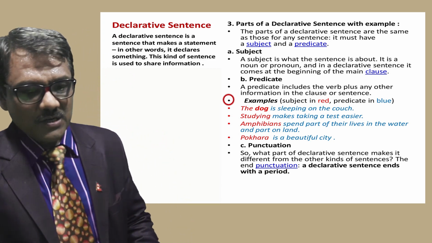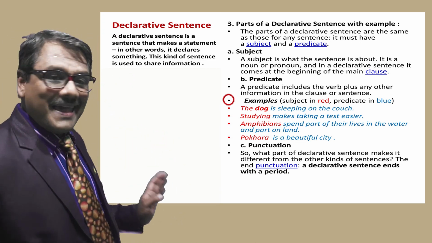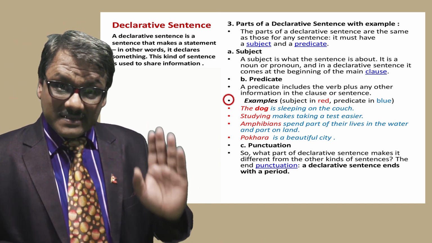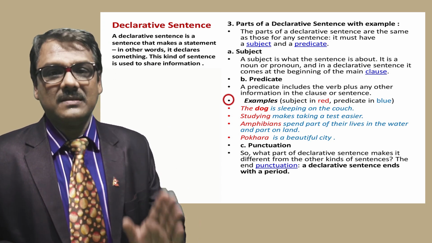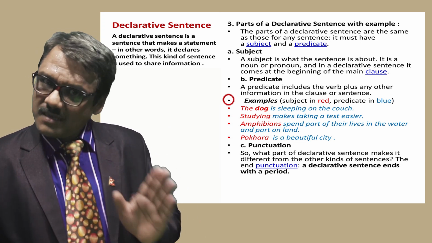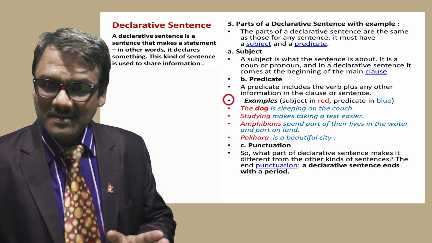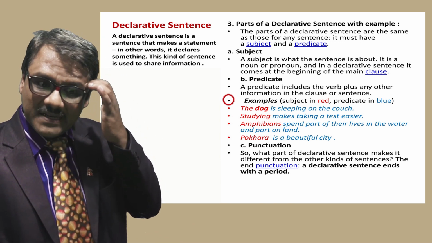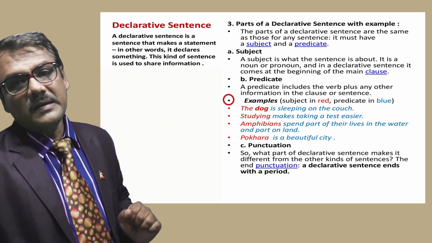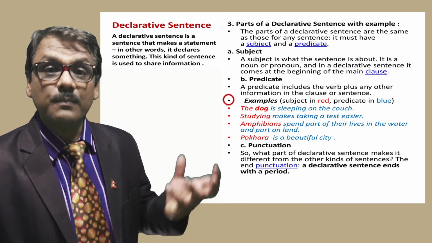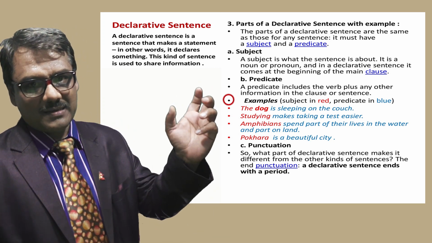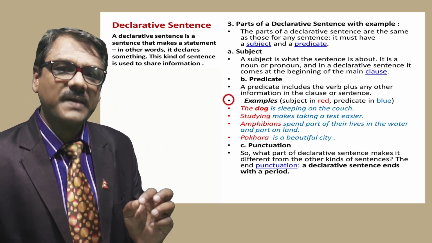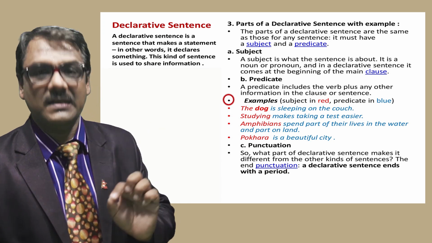Okay? So, now identifying the declarative sentence. Remember that our declarative sentence begins with a capital letter. The subject comes first, okay, and then it ends with a period. It is written in bold there. It ends with a period. Period means we call full stop. It begins with a capital letter and ends with a period, with a full stop.